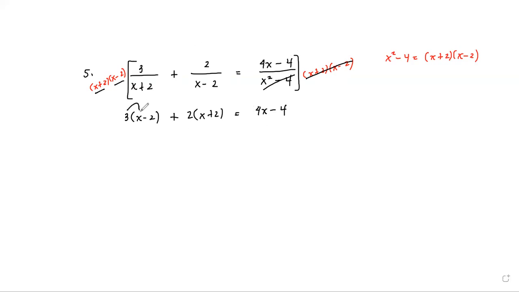So we shall distribute the positive 3 and positive 2. So this gives us 3x minus 6 plus 2x plus 4 equals 4x minus 4. And then we will combine like terms at the left side. So 3x plus 2x is 5x. Negative 6 plus 4 is negative 2. And then we have 4x minus 4 at the right side.